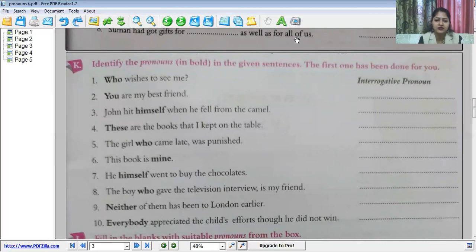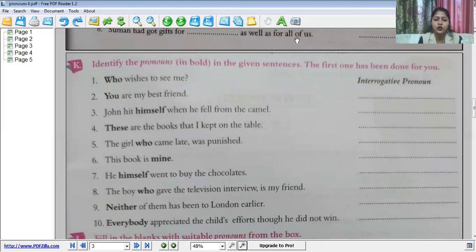John hit himself when he fell from the camel. Himself is reflexive. Then, these are the books that I kept on the table. These will be demonstrative. The next, the girl who came late was punished. Who is relative. This book is mine. Mine is possessive pronoun. He himself went to buy the clothes, the chocolates. Himself is an emphatic pronoun.